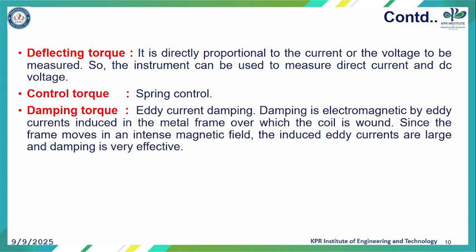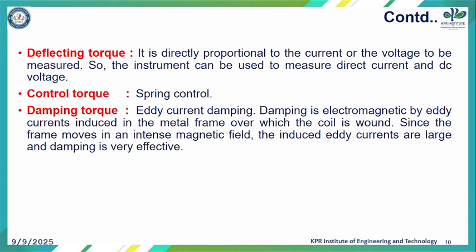There are three torques acting in the moving coil instrument. One is the deflecting torque, then control torque, and damping torque. Deflecting torque is directly proportional to the current or voltage to be measured. So the instrument can be used to measure direct current and DC voltage.